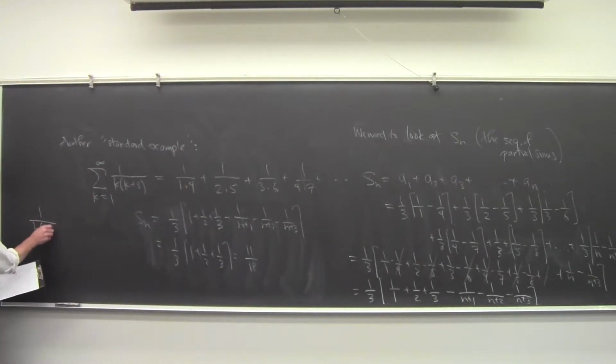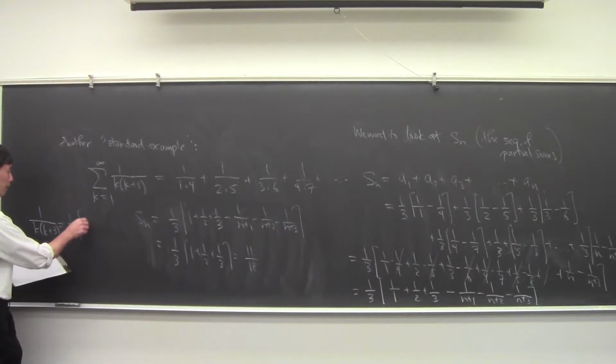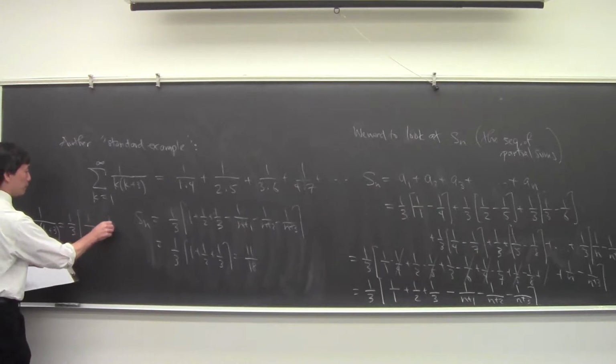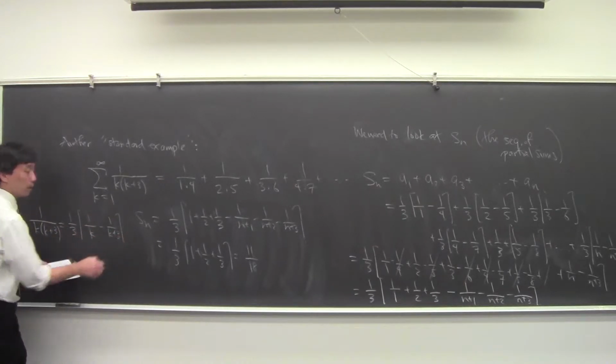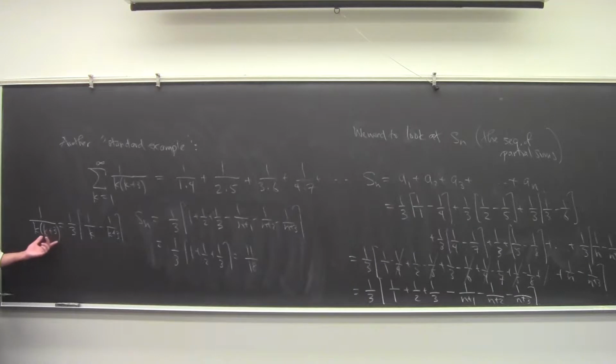So we took this thing, and it turned out to be 1/3 of 1 over k minus 1 over k plus 3. Okay, so it's just the partial fraction decomposition that we did before.